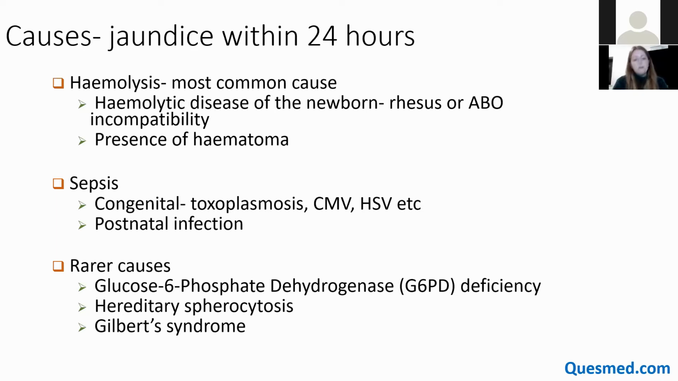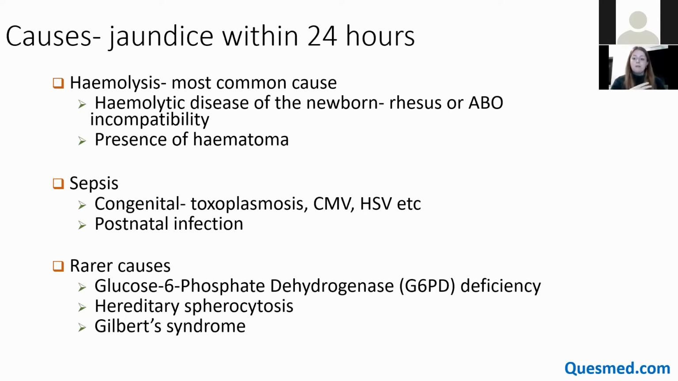So the most common cause would be some form of hemolysis. As we already mentioned in the previous slide, when we're thinking about hemolysis, you want to be thinking of hemolytic disease of the newborn. That's something you have to rule out in a baby with jaundice that presents within the first 24 hours of life. More commonly, it will be rhesus incompatibility rather than ABO incompatibility.